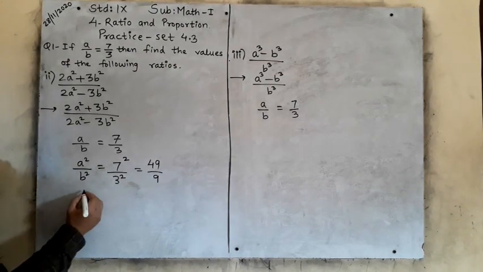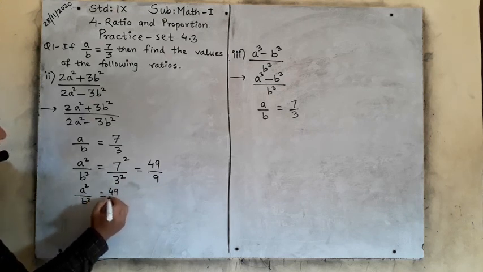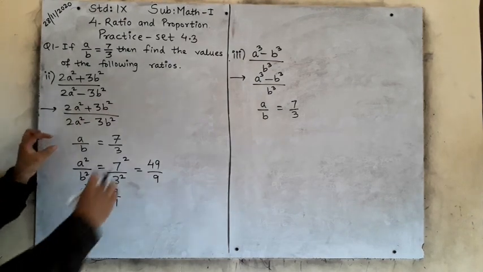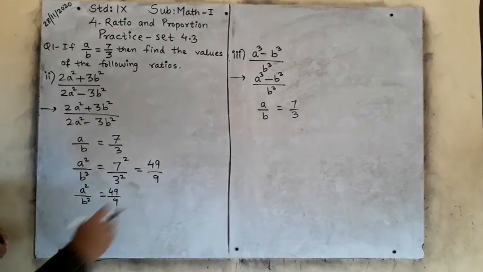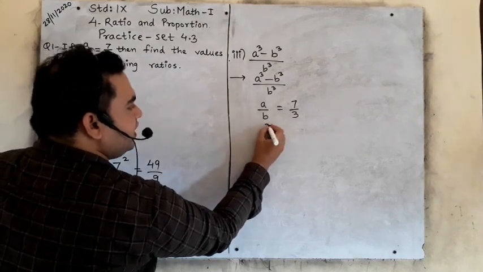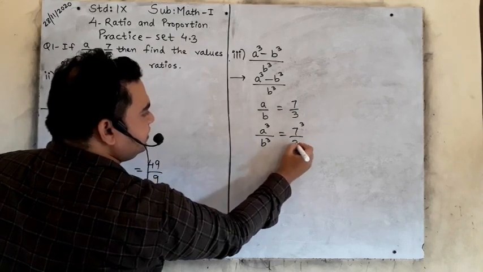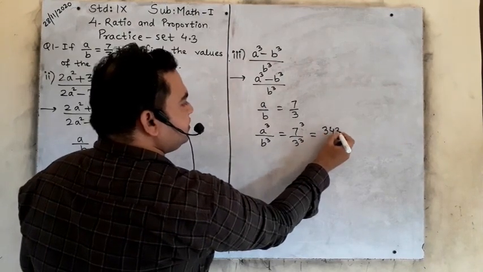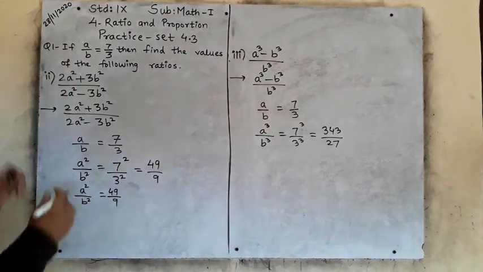Right? Now you will take here A square upon B square is equal to 49 upon 9. Okay? Because here it is A square, here it is B square. Therefore, we will make the given ratio square. Same here, it is A cube and B cube. So here also we will make A cube and B cube. Therefore, 7 cube and 3 cube. Is it clear? So what is the answer of 7 cube? 343. What is the cube of 3? 27. Okay. Now here we will solve.